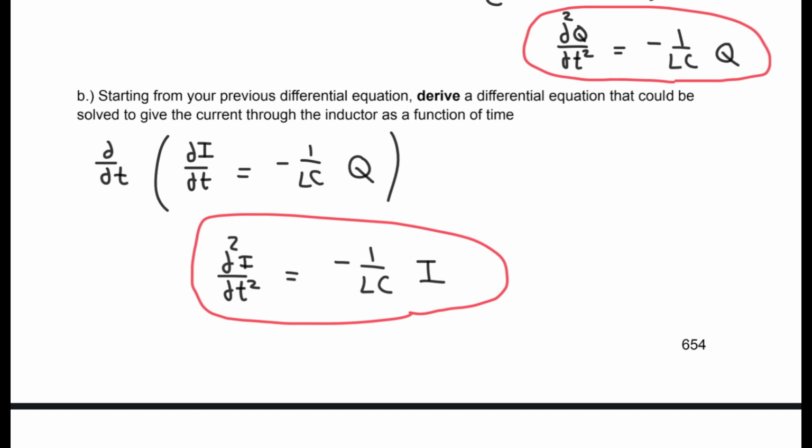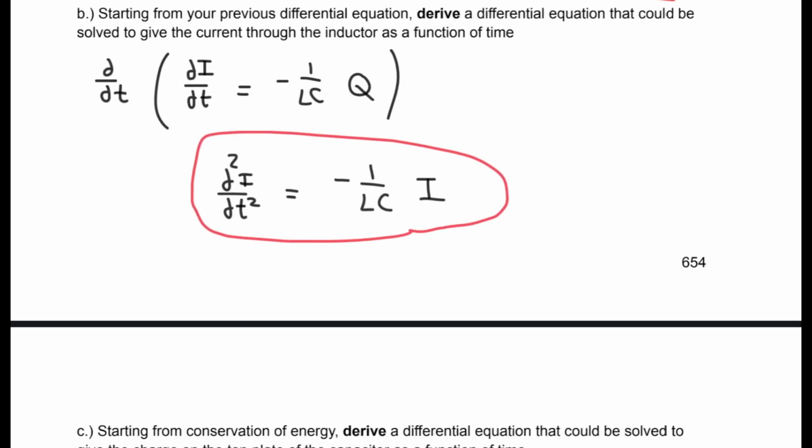But we'll get different answers for each that are shifted by constants and phases due to the fact that we'll have different initial conditions for current versus charge.